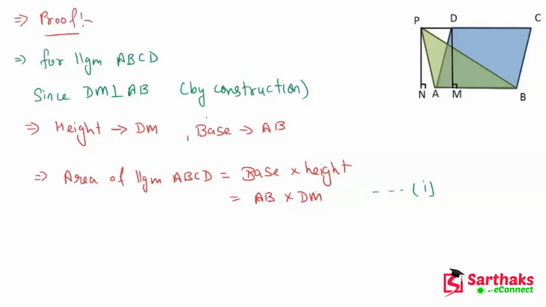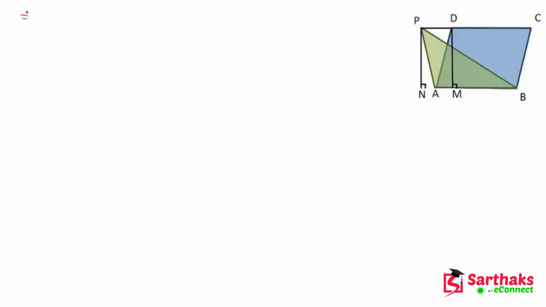Now we are taking the triangle PAB. For triangle PAB, we know that since PN is perpendicular to AB, this line is perpendicular to AB, so we can write it by construction.